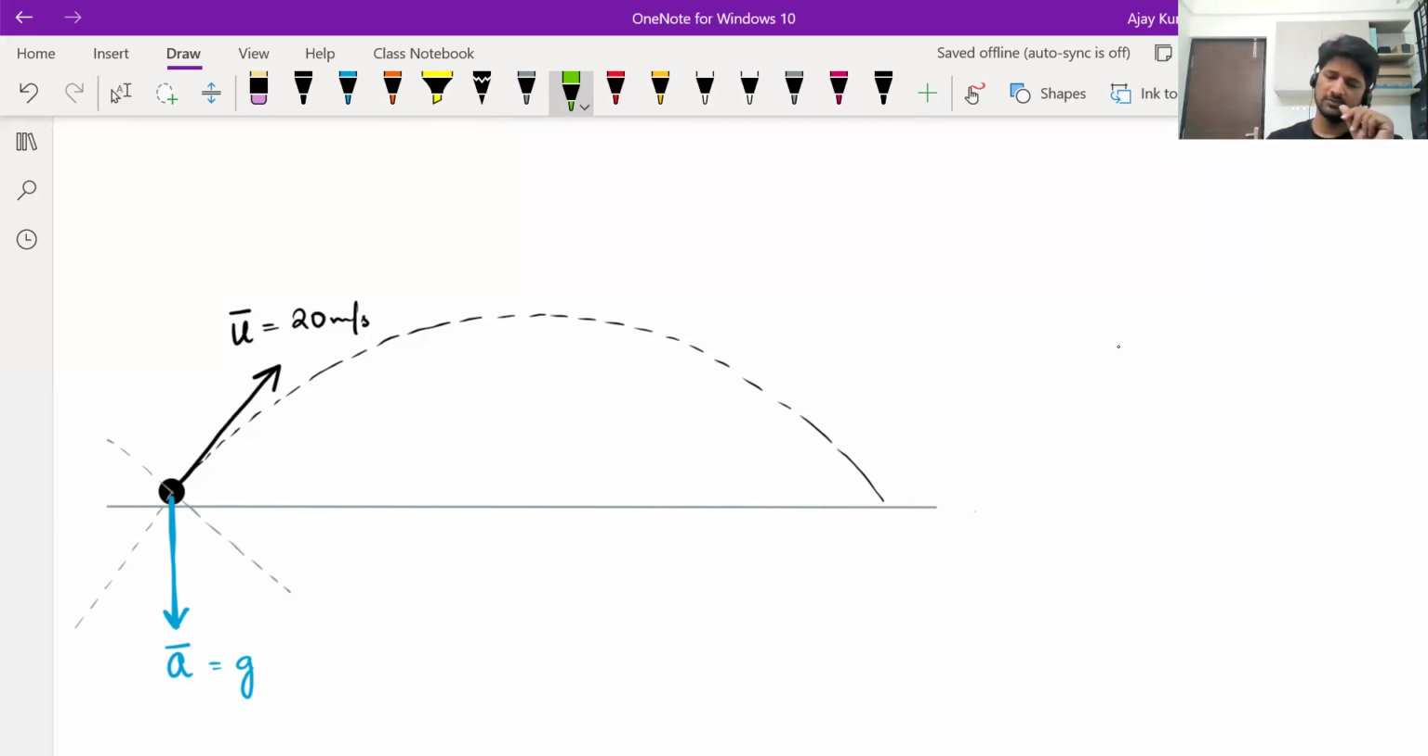So what I'm telling you to do now is take one component along the line along which velocity is acting and take one component perpendicular to the line of velocity. So the component along the line of velocity would be like this. And the component perpendicular to the line of velocity is like this.